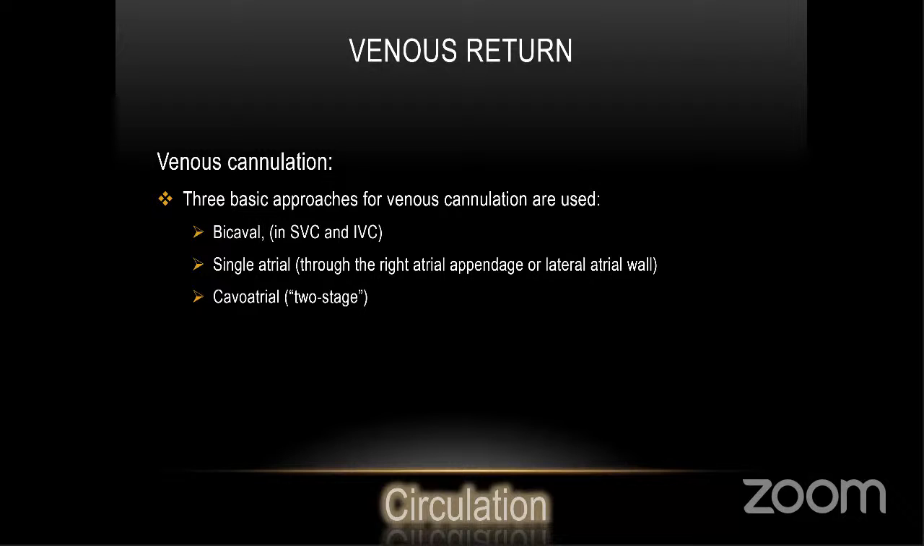There are three basic approaches for central venous cannulation. First is bicaval, separate cannulas, one in the SVC and the other in the IVC. Second approach is single atrial, where the cannula goes through the right atrial appendage or lateral atrial wall. The third one is cavoatrial, which is known as the two-stage cannula.